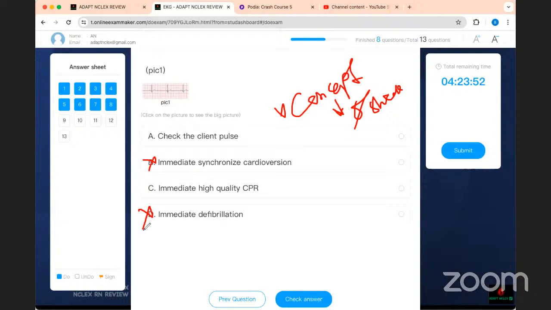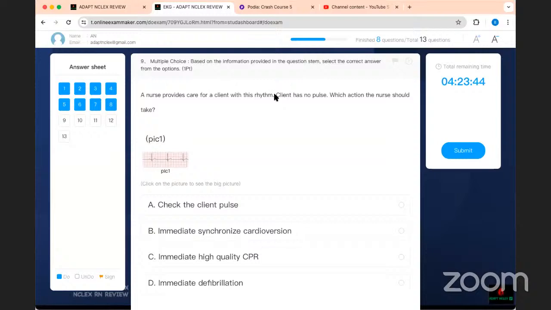Then you go back to the question. This is the purpose of this class. I know I try to do it for you guys, but this is the purpose. What is the buzzword in the question? Tell me the buzzword in the question. No pulse. Excellent. Client has no pulse.